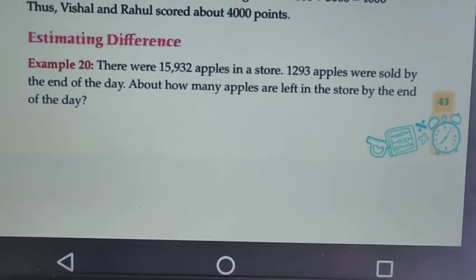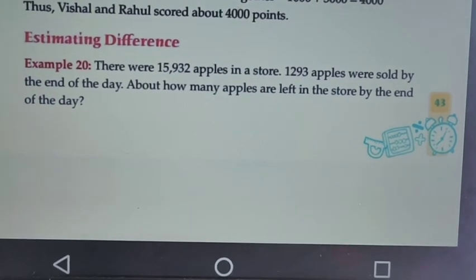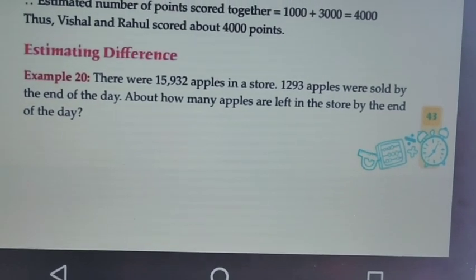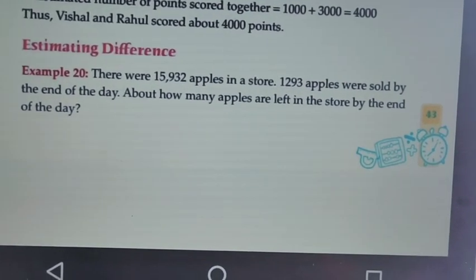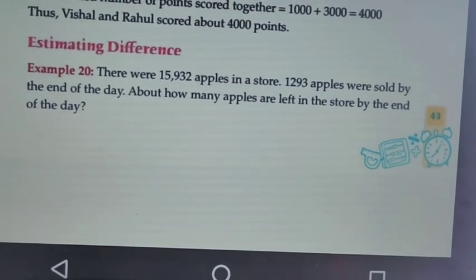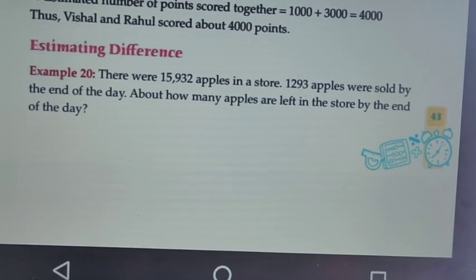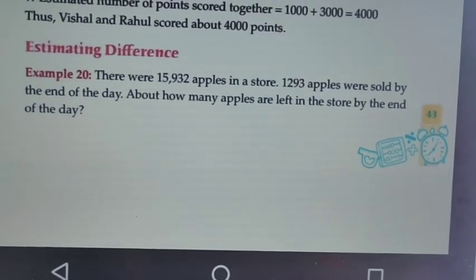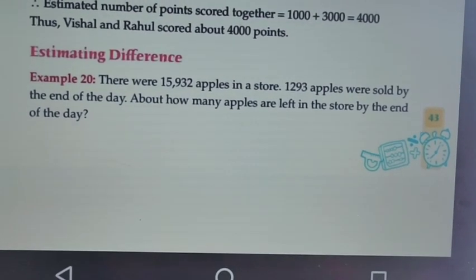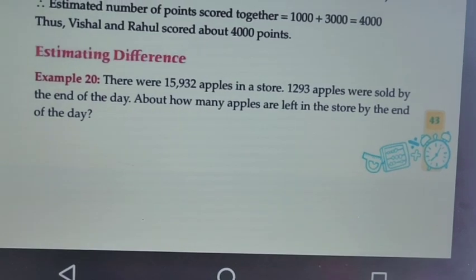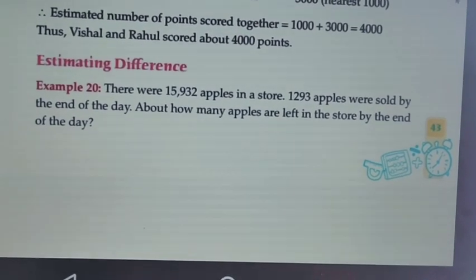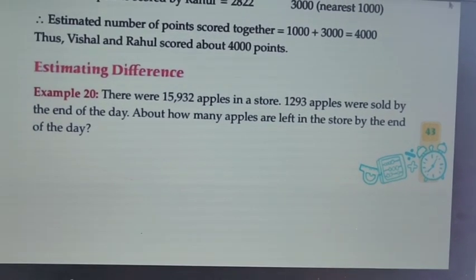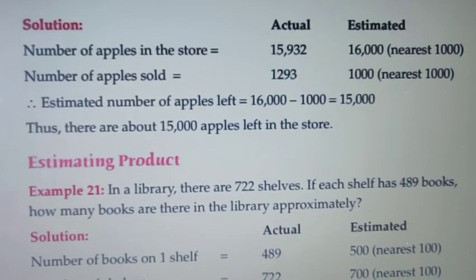Okay, students, see estimating difference. There were 15,932 apples in a store. 1,293 apples were sold by the end of the day. About how many apples are left in the store by the end of the day? This is the question. The estimated value we have to find out. Okay? Let's see the solution.